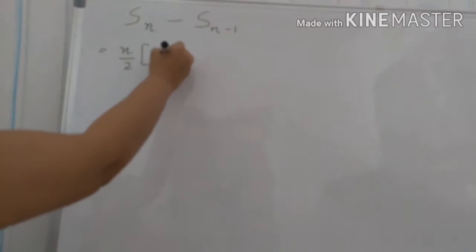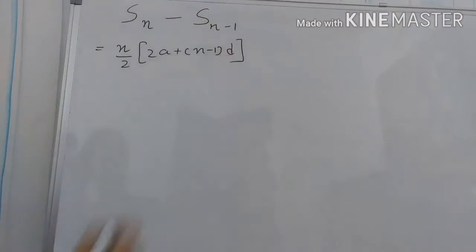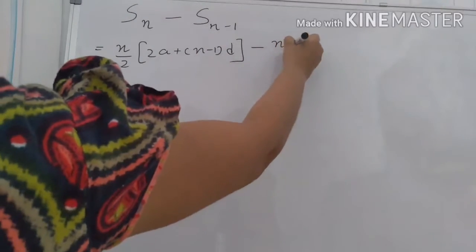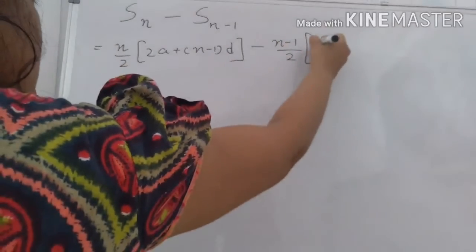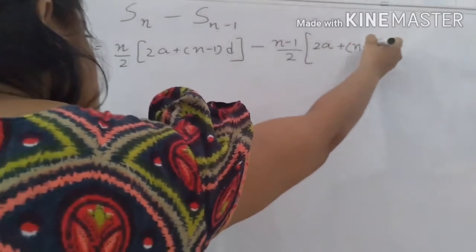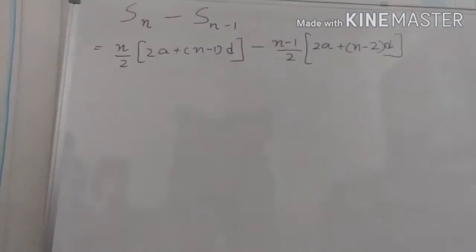Then students, here we'll take the formula we have just derived. So Sn means n by 2 in the bracket 2a plus (n minus 1) into d, minus S(n minus 1), which is (n minus 1) by 2 in the bracket 2a plus (n minus 1 minus 1), so that will be (n minus 2) into d.